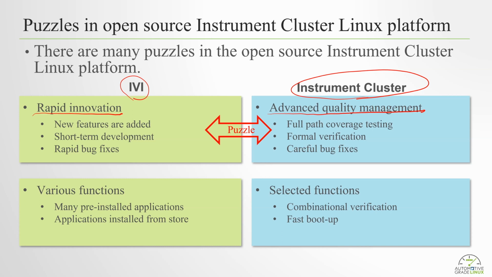Another point is that IVI requires various functions. Many pre-installed applications are included, and applications are installed from a software store. That's the IVI requirement. On the other hand, the instrument cluster side requires selected functions. These functions require combination verification and fast boot-up time. This is a big puzzle for integrating these functions into one Linux platform.